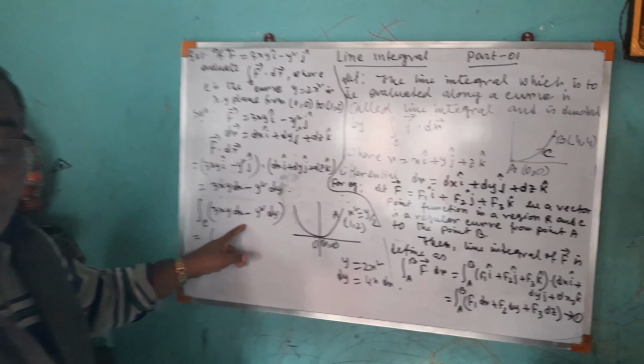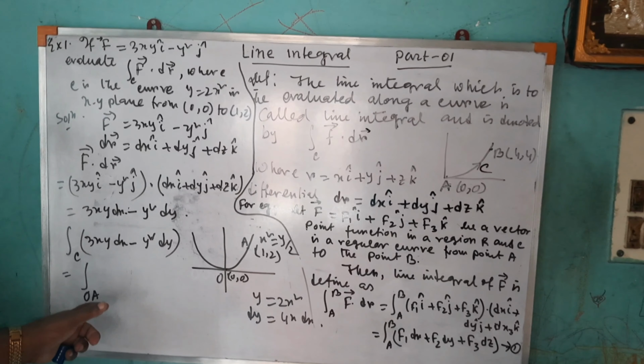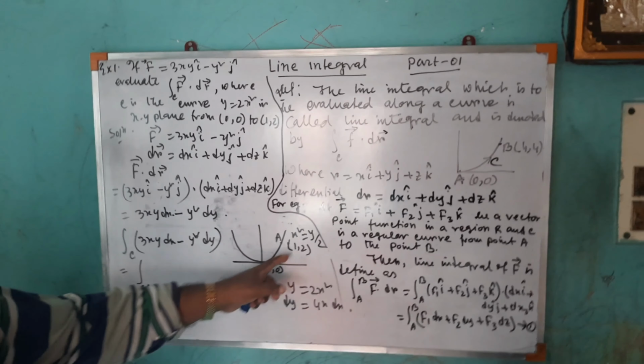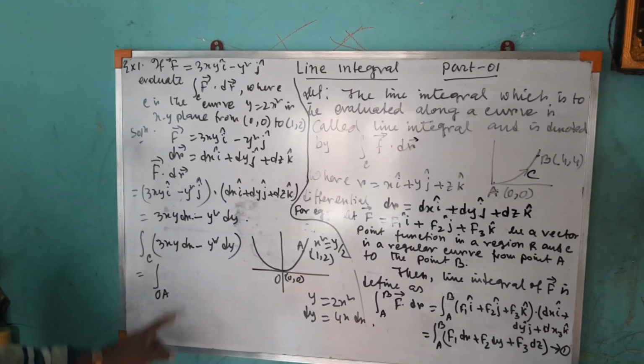You have to convert this. As I already told, the line integral is always in one variable, but here we are getting two variables, x and y. So convert this into either x or y. If we take the x variable, then the limit will be 0 to 1. If we convert into the y variable, then 0 to 2. So I am converting into x, 0 to 1.